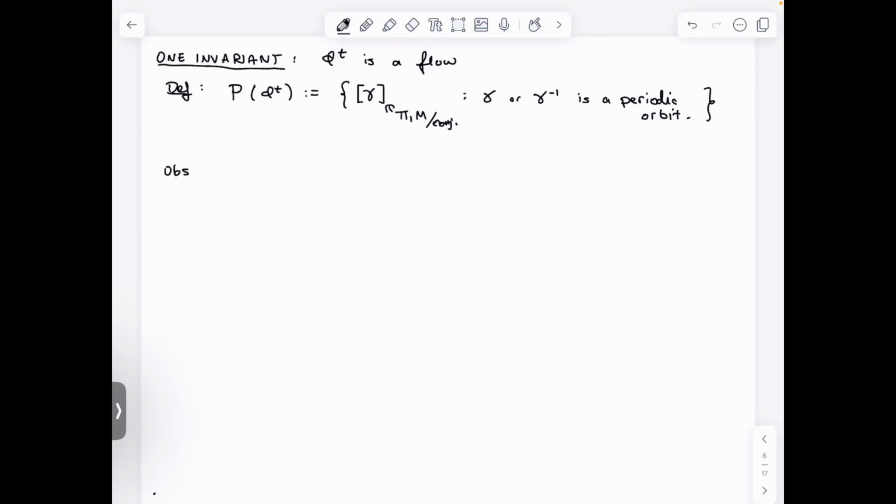Okay. Easy observation, right? If I have an orbit equivalence between flows, so I fix my free manifold, have a map H, and this is an orbit equivalence between, say, phi and psi, well, then what happens to the periodic orbit spectrum? They look the same up to whatever H induced on free homotopy classes. In particular, if H were isotopic to the identity, these are literally the same.